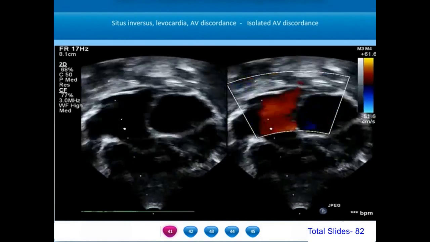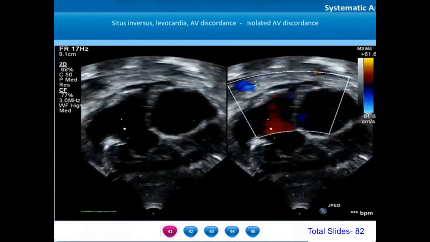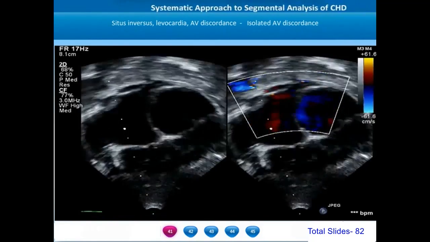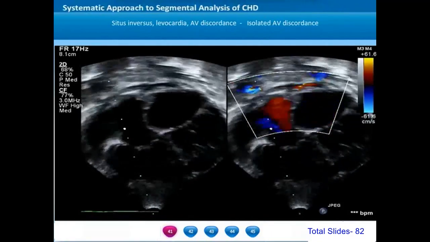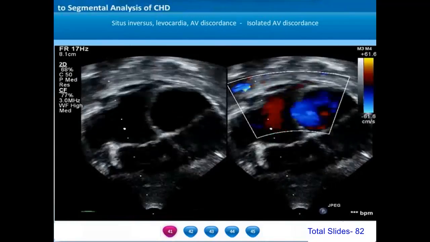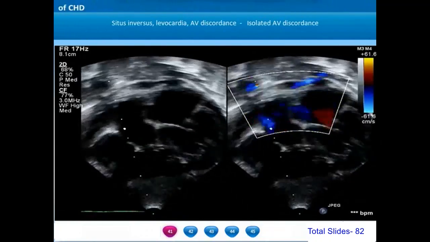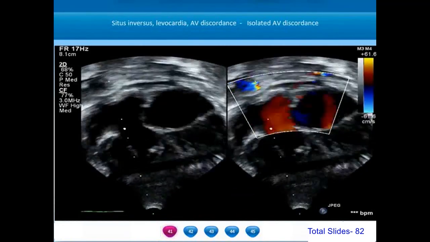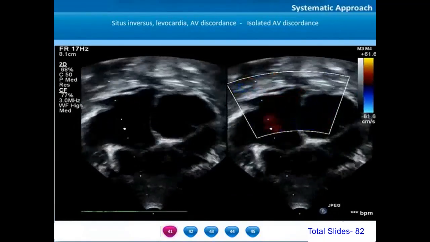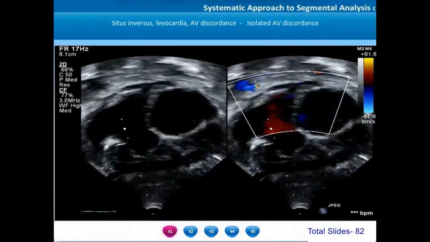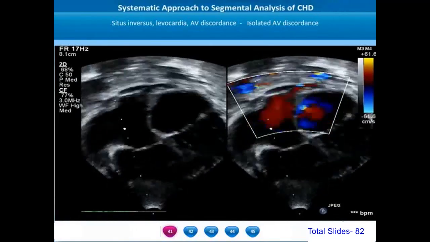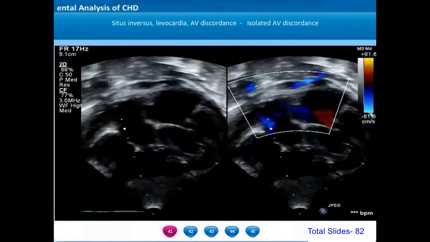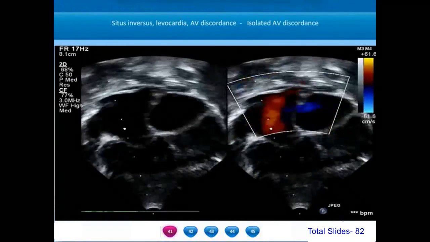On color flow imaging in this patient with situs inversus, levocardia and isolated atrioventricular discordance, we can see the pulmonary venous blood returning into the morphological left atrium, which is seen on the left hand of the screen, draining through the tricuspid valve into the morphological right ventricle and again getting recirculated into the pulmonary artery. So there is a parallel circulation which will cause a physiology similar to transposition of great arteries.